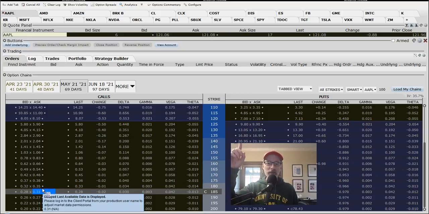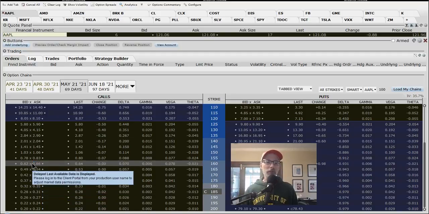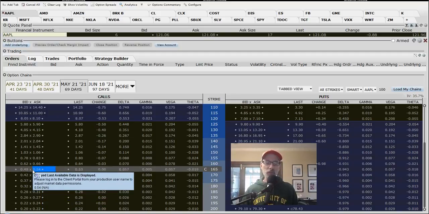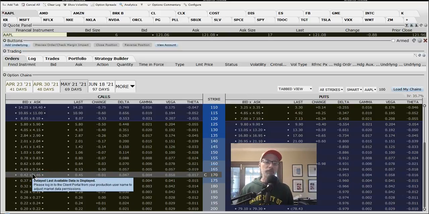If Apple goes up in price, the option price will go up in value as well. So you could turn around and sell that option at a higher price than what you purchased it at. That's how you make a profit by trading options. If you buy it at one price and the option price goes up, you can sell it and lock in a gain.